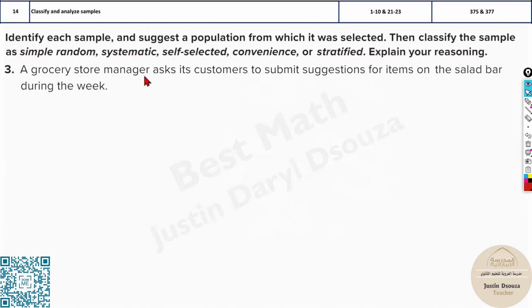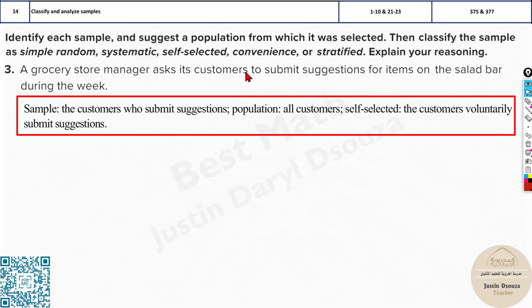So it's self-selected. He's self-selecting the customers only, not anyone else. He's not going out and selecting. It will be self-selected rather than convenience. So the answer is customers who submit the suggestion. Population is all customers who are coming to the shop, and it's self-selected.